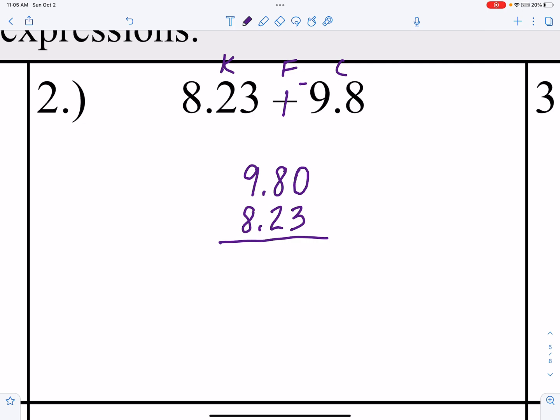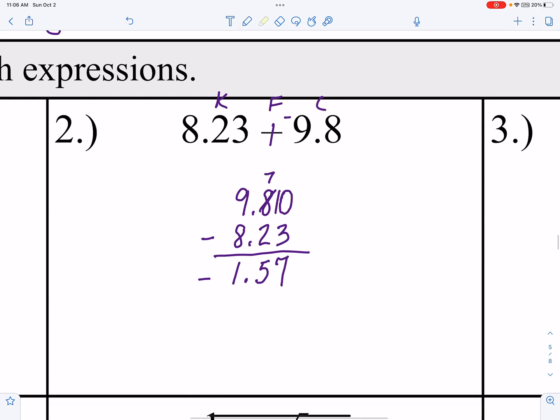All right, so I sing my song now. Different signs, subtract. Keep the sign of the bigger digit, and the bigger digit is a negative, so I'm going to end up with a negative here. So let's go ahead and do our subtraction. I'm going to have to do a quick regroup here. And so I have 10 minus 3 is 7, and then 7 minus 2 is 5, and then 9 minus 8 is 1. All right, and I have a negative 1 and 57 hundredths as my answer.